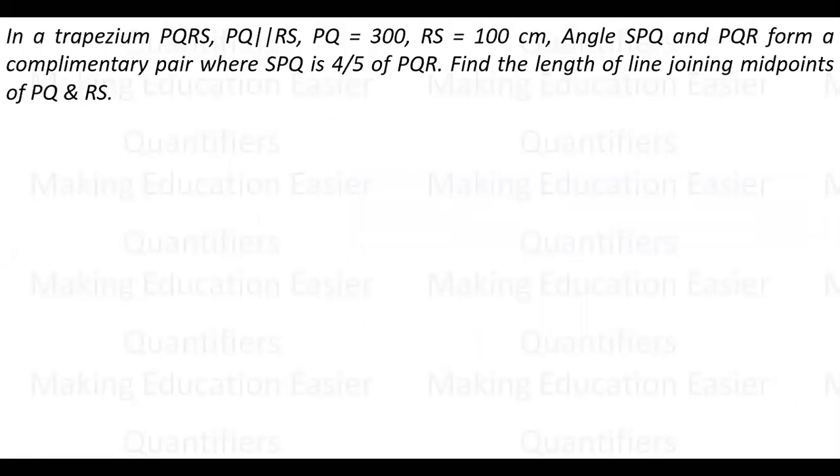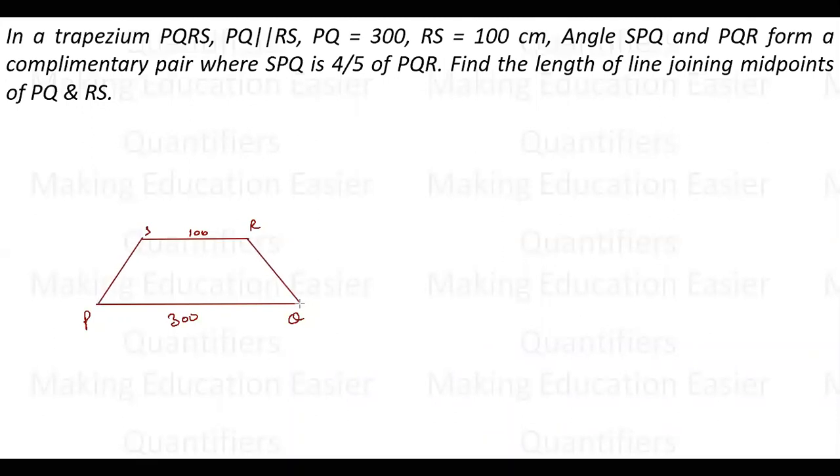So this is the first question. The question says, in a trapezium PQRS, PQ is parallel to RS, PQ being the longer side. So let's say this is one side, this is the other side. P, Q, R, S. PQ is 300, RS is 100, right? And this is a trapezium.